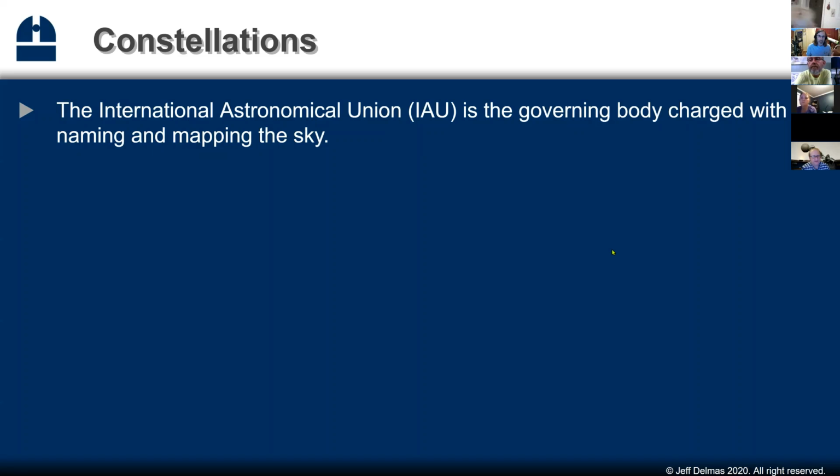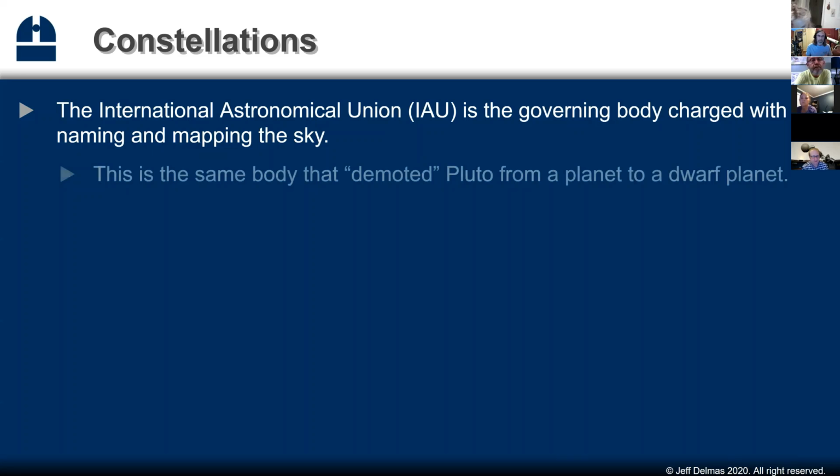And the IAU, the International Astronomical Union, is the governing body charged with naming and mapping the sky and everything in it. They're the same group that demoted Pluto from a planet to a dwarf planet. I happen to think they were right. Even as a young person, I thought, you know, Pluto's a weirdo. Sometimes its orbit is closer to the sun than Neptune. It's not a well-behaved planet. Its orbit is tilted more than any other planet. Why did they ever let it into the club?